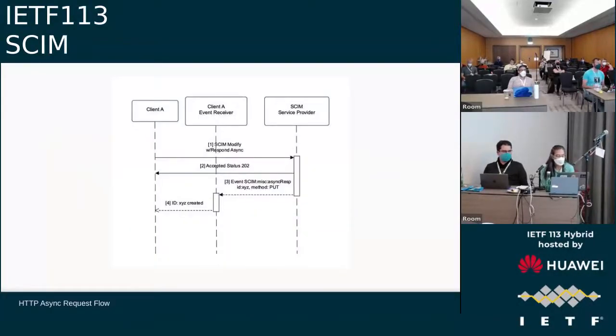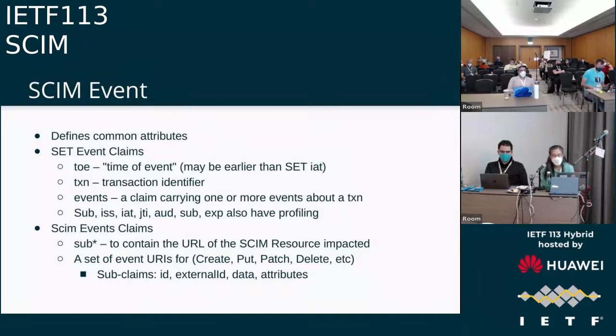Okay, so this one is just showing an overall flow of how we could do asynchronous events. Next slide, please. So this is the meat of the draft. The SCIM event profile defines a number of common claims. JWTs use the term claims instead of attributes, by the way. Of concern for SCIM are the following.